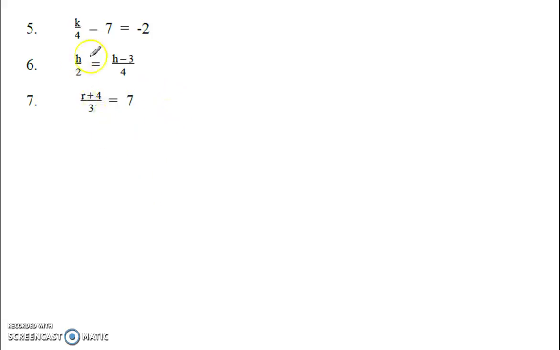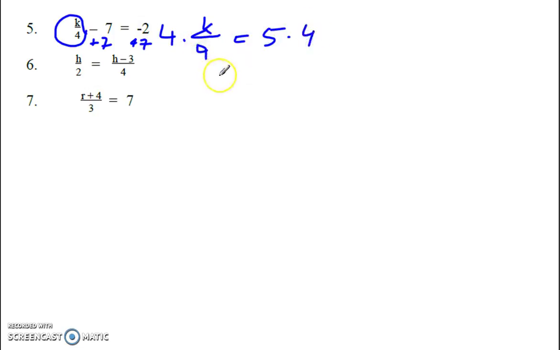Number 5. Very important. Circle the k over 4. Do not multiply by 4 on each side first. Add 7 to both sides. Add 7. You get 5 here. So k over 4 is equal to 5. Multiply by 4 on both sides, and you get k is equal to 20.